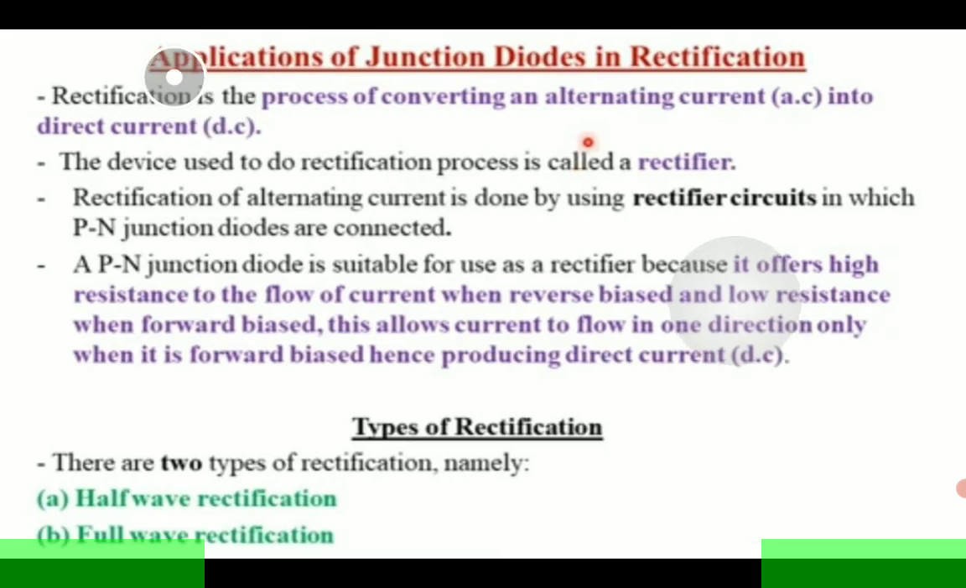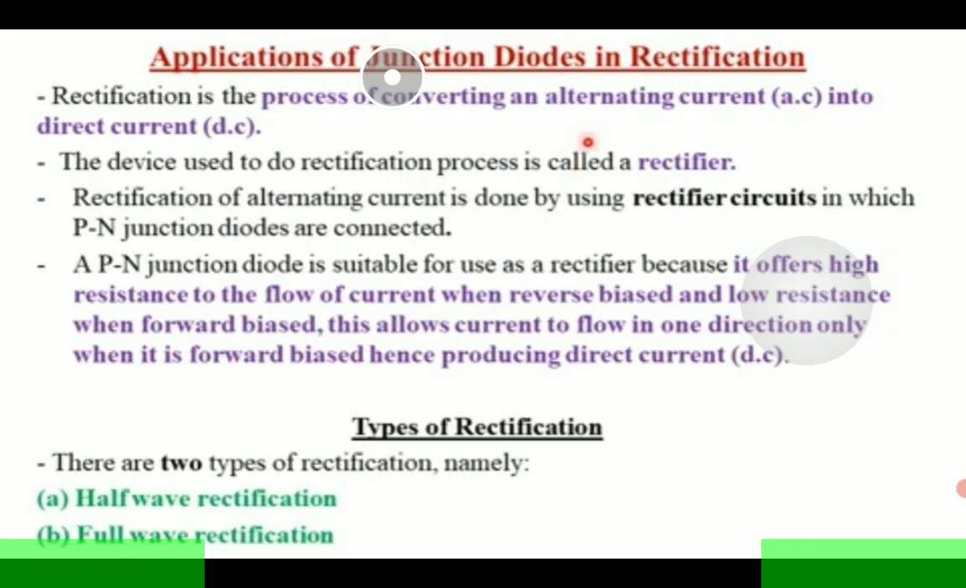So once again, we are going to be looking at applications of junction diodes in rectification. Remember, from lesson number 3 of the topic, we looked at the PN junction diode and its action. We mentioned that a PN junction diode is capable of conducting electric current only in one direction, or when it is connected in what we call a forward bias mode.